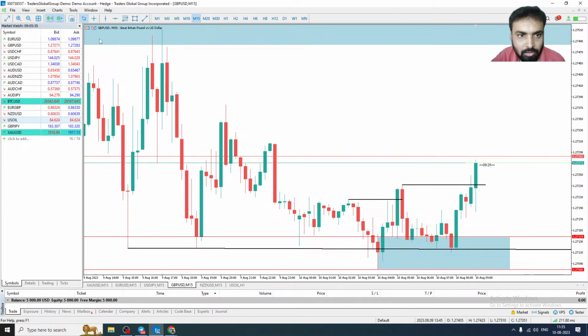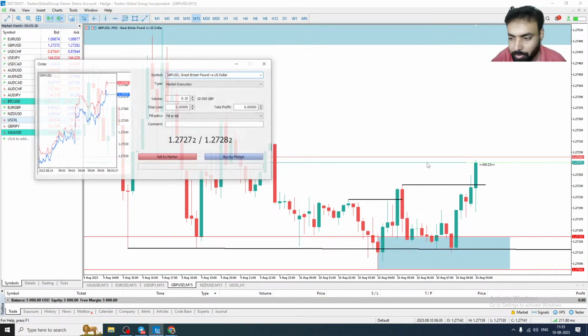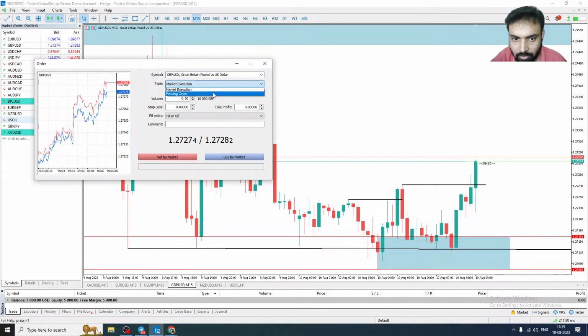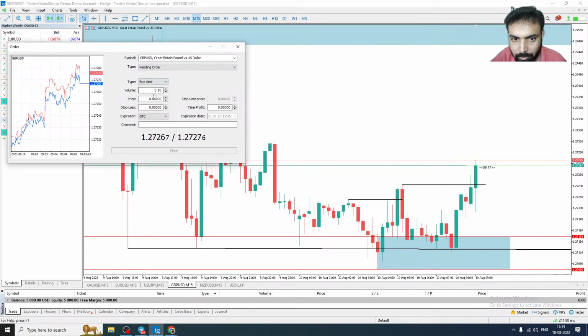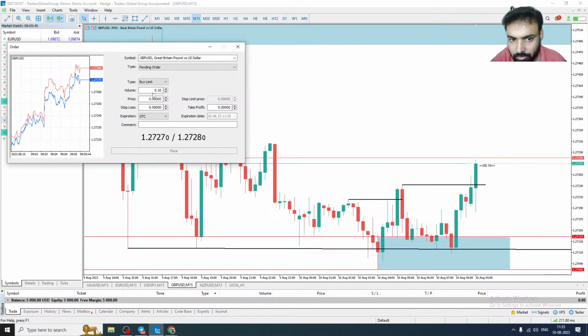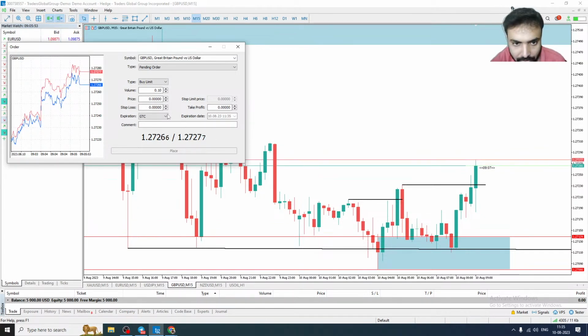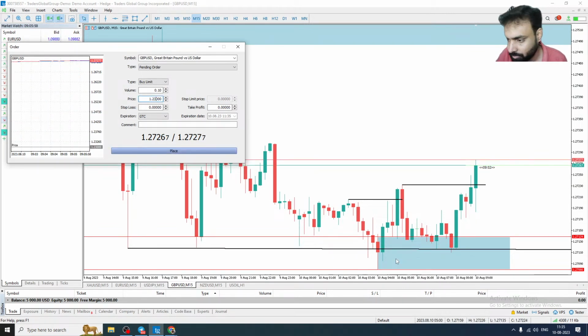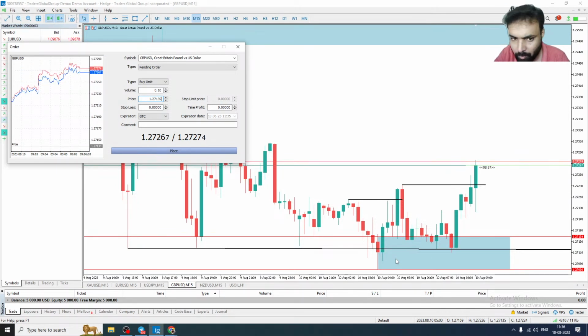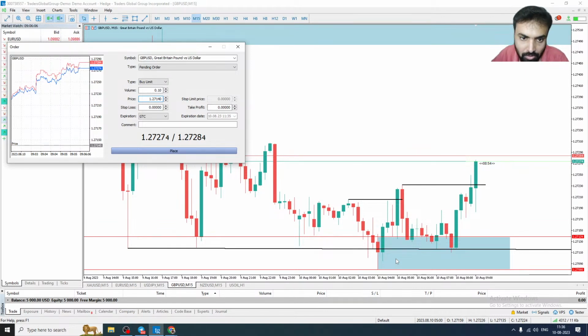So let's go to tools, new order, pending order, buy limit, 1 mini lot, not micro lot, 1 mini lot. And where we are now putting the buy, this is 1.27139. Let's say 140, a rounded number, 1.27140. It is better to try to take a round number.